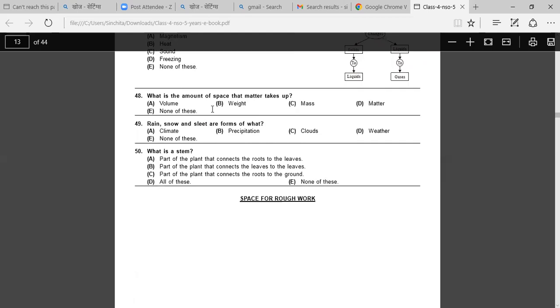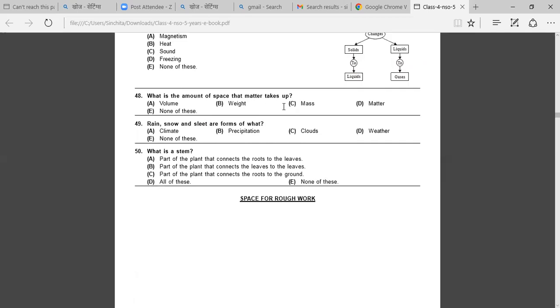48. What is the amount of space that matter takes up? It will be the volume, A. 48 will be A. 49. Rain, snow, sleet are the forms of what? Rain, snow and sleet are forms of precipitation.